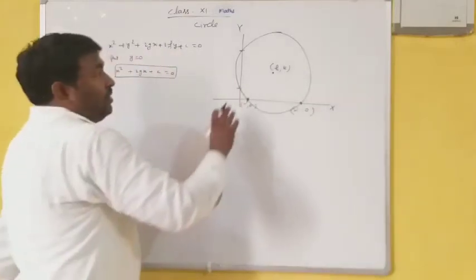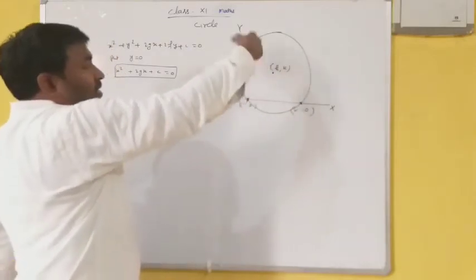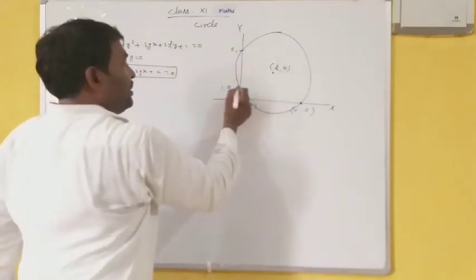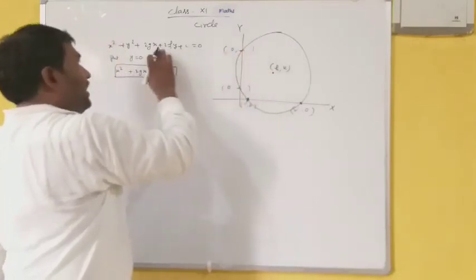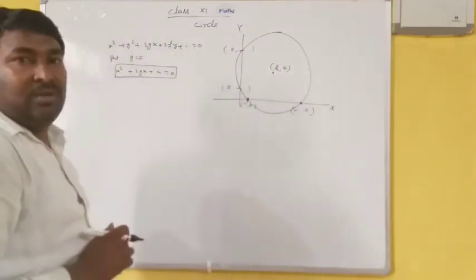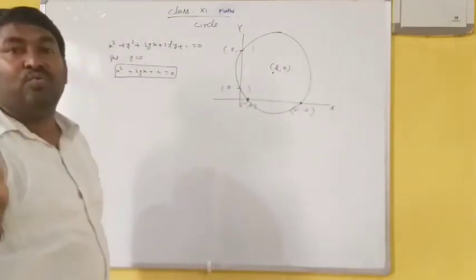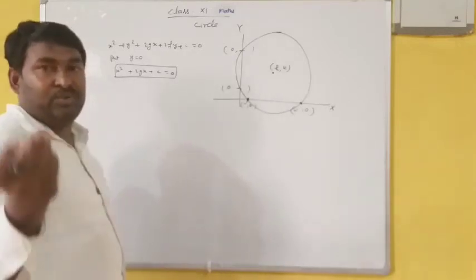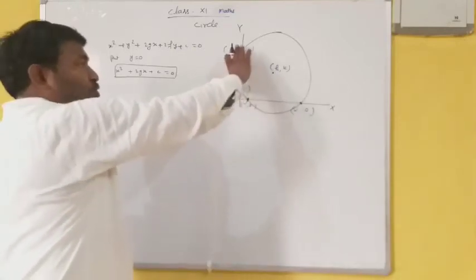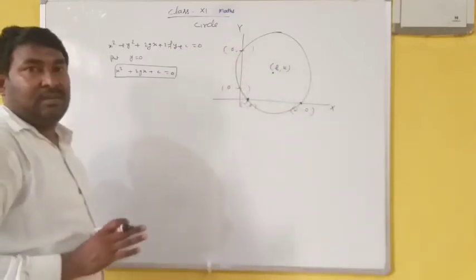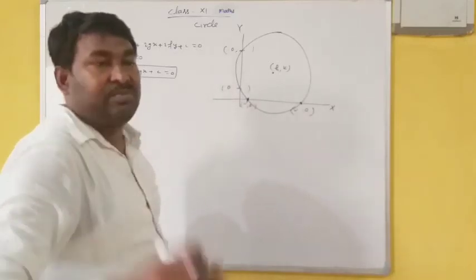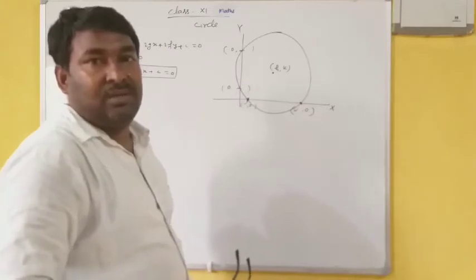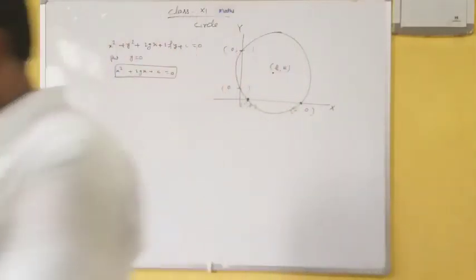Similarly, if you have to find the intercept cut by this circle on the y-axis, then at this position the x coordinate will be 0. So put x equal to 0 and you will find a quadratic equation in y. Solving that quadratic equation for y, you will find two values of y and thereafter two coordinates on the y-axis. By the distance formula, you can calculate the distance between those 2 points, and that will be the intercept cut by the circle on the y-axis. With a numerical, it will be quite clear. Let's see.